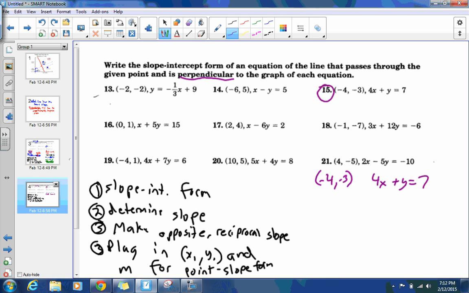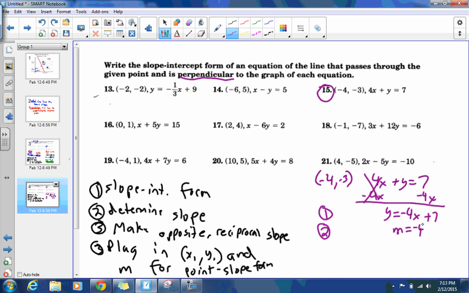Now, first of all, put it in slope-intercept form so we can find that slope. To do that, we have to subtract 4x from both sides to get the y by itself. That cancels out here. You have positive y equals 7 plus -4x, but I'm going to flip it around right away, so it's -4x in front plus that 7. So we have it in slope-intercept form. That's step 1. Now step 2 is to identify the slope, which in this case is m equals -4.